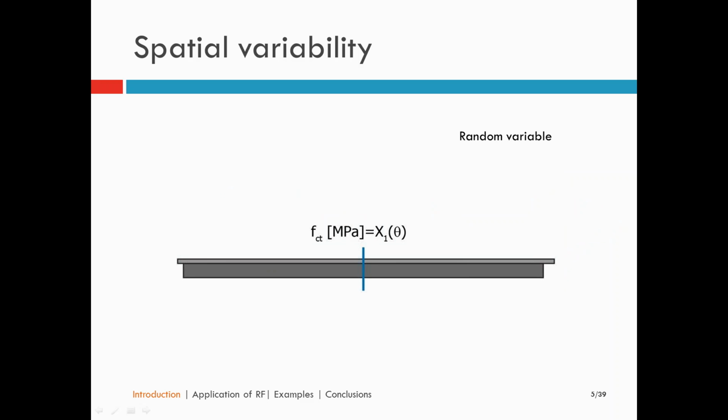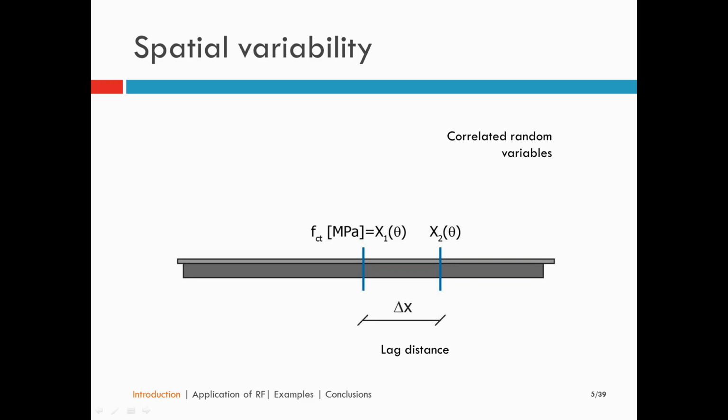How do we take the spatial variability into account? First we consider one location in the bridge, and if we look at the tensile strength there, we can consider this property as a random variable with a certain mean value and a certain standard deviation. Then we can characterize the tensile strength at this point. If we look at a second location, then we have to consider two random variables which are correlated with each other. How strongly they are correlated depends on the lag distance, that's the distance between the two points.